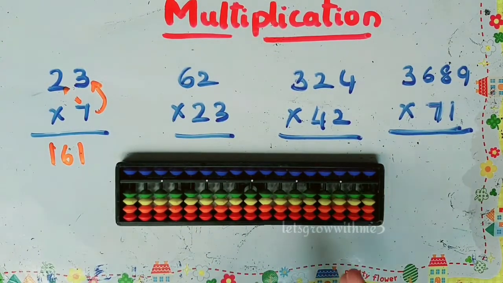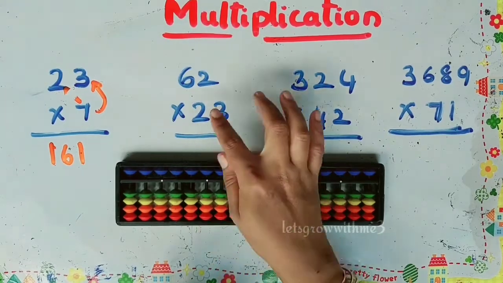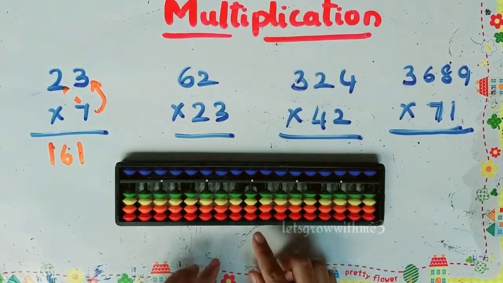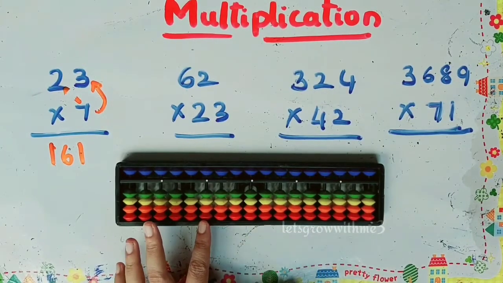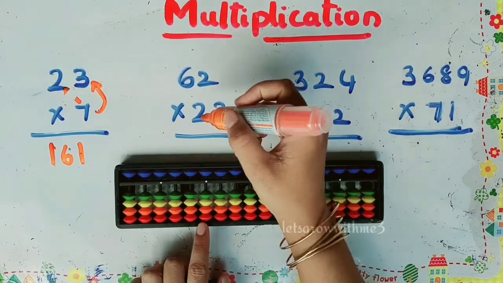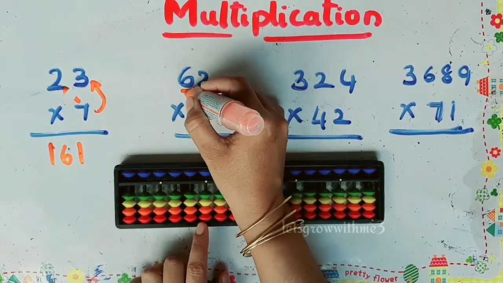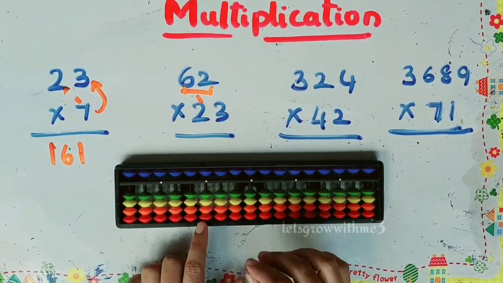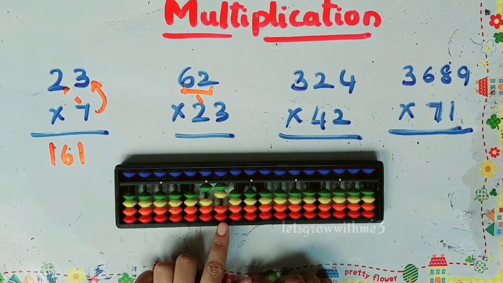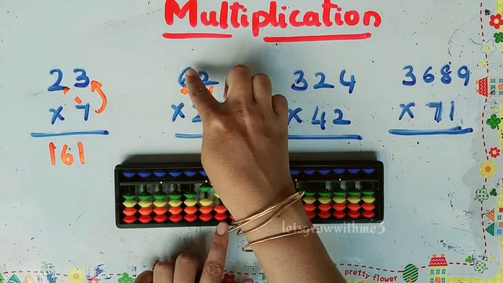Next question, 62 times 23. So here first we need to see how many digits are participating in the multiplication. So 4. So we need to choose from the ones column the 4 leftmost values, which is up to the hundreds, thousands column. First we need to multiply 2 with the 62. 2 6s are 12, 1 2. Then we have to leave our first column, then we need to start from here.